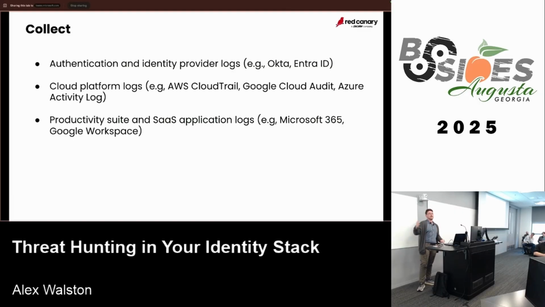So cloud platform logs like AWS CloudTrail, Google Cloud Audit, and Azure Activity Logs. These are going to show the after actions that are taking place after identity compromise occurs. So imagine a situation where an AWS admin is compromised. They go in and spin up an EC2 instance that ends up being a coin miner.